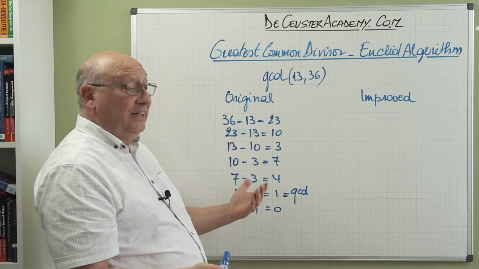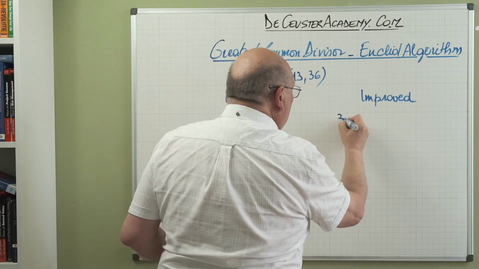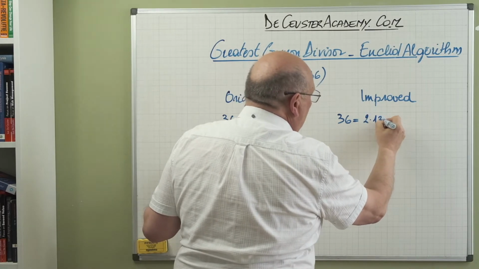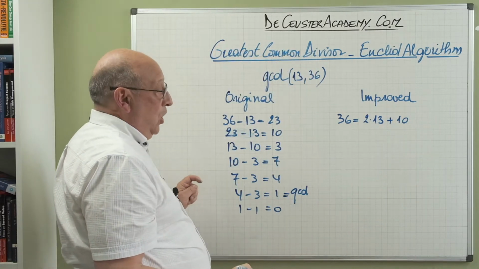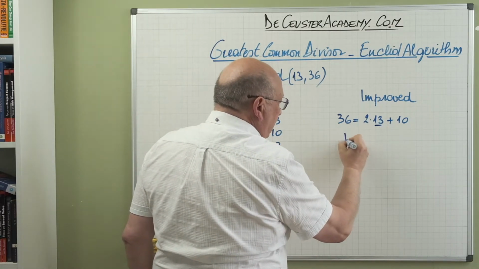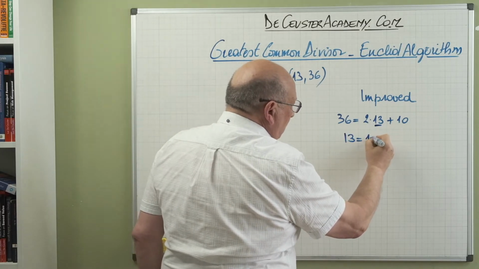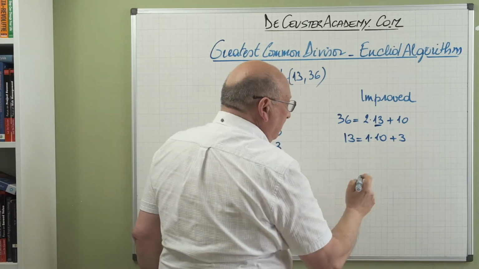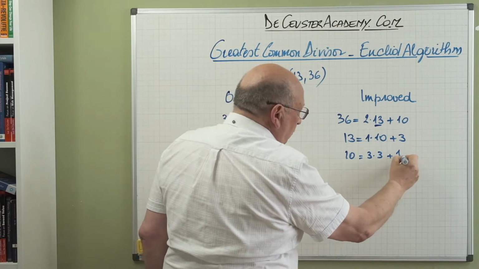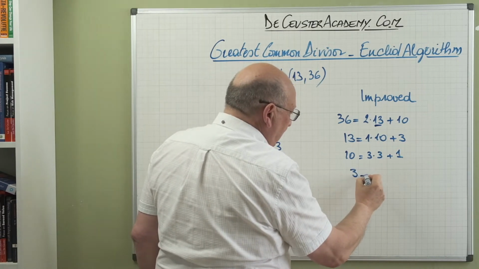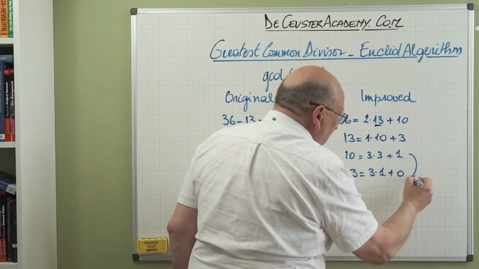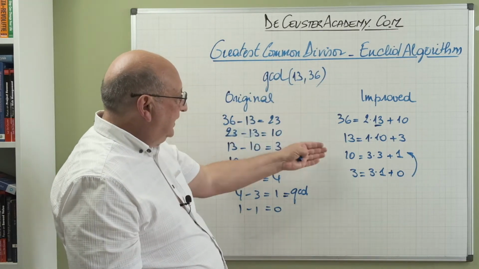Now let's have a look at a better way to do this. Let's say 36 we can write as 2 times 13 plus 10. The remainder is 10. So I have 26 plus 10 is 36. Now I take the number here, 13. I can write this as 1 times 10 plus 3. And now I can say 10 is 3 times 3 plus 1. And we can say 3 is 3 times 1, so basically plus the remainder 0. So this is the GCD, the same that we get.